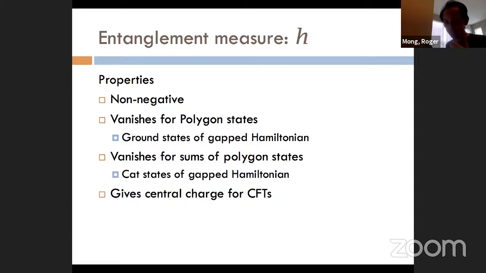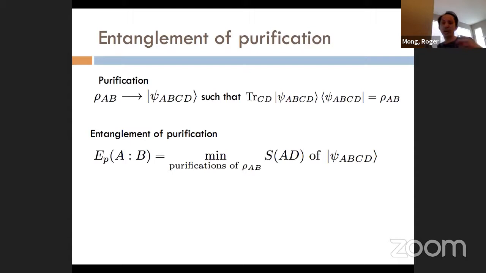Okay. So now this is just one measure I've introduced, and I apologize for taking so long. So what I'm going to do is introduce another measure, and before I do that, I'm going to talk about this idea called the entanglement of purification. So earlier I've explained what a purification is. A purification is basically where you go from a density matrix to a pure wave function, so that it looks the same in the subregion AB.